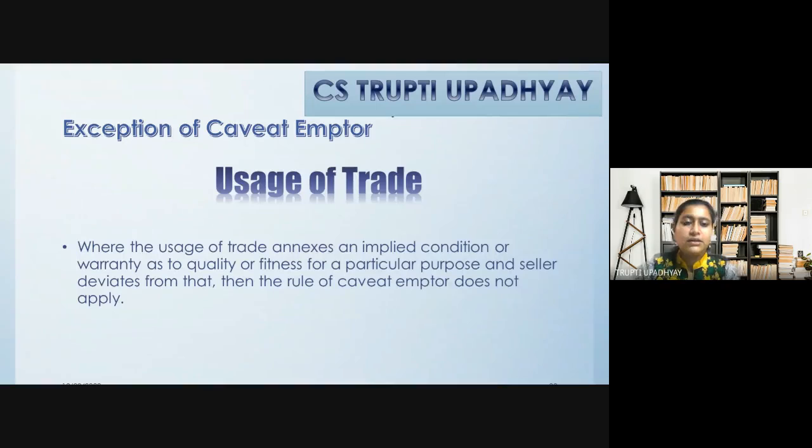Usage of trade. Where the usage of trade annexes an implied condition or warranty as to the quality or fitness for a particular purpose, and the seller deviates from that, the rule of caveat emptor shall not be applicable. Which means that if the goods are not able to perform the function for which they are bought, then the goods shall not be merchantable, and caveat emptor also will not be applicable in that case.